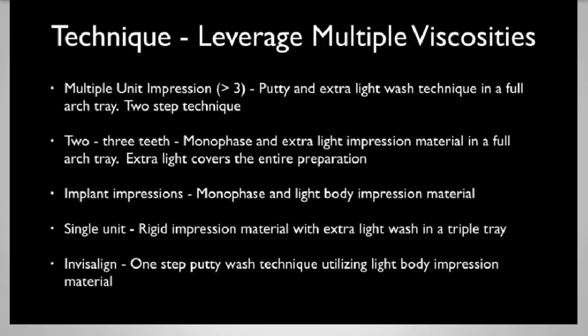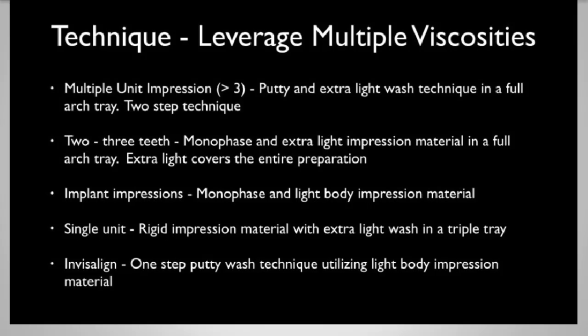For single units, I like to use a rigid impression material with an extra light body wash and a triple tray. And I use triple trays all the time for 1 to 3 teeth, for 1 tooth with adjacent teeth that are stable. Beyond 1 tooth, I tend to use a full arch tray. But for a single posterior tooth, first bicuspid to the first molar, I think triple trays work really well.